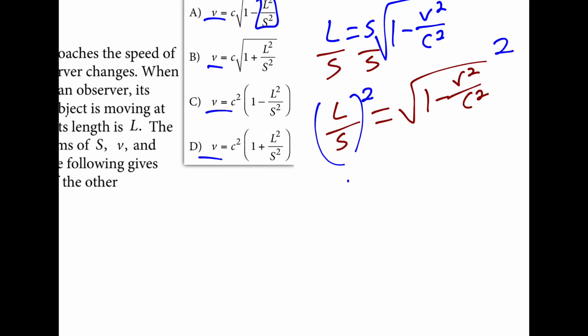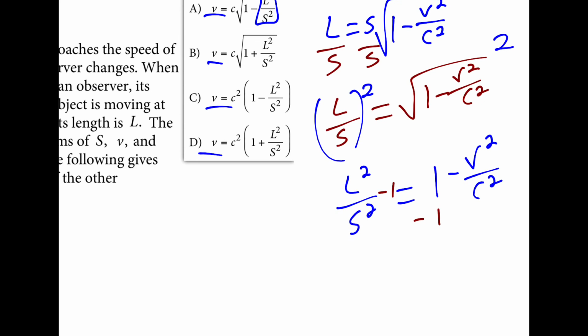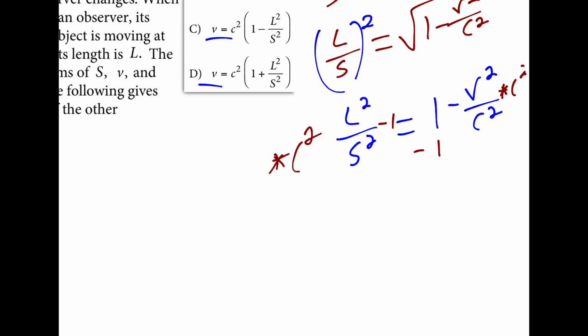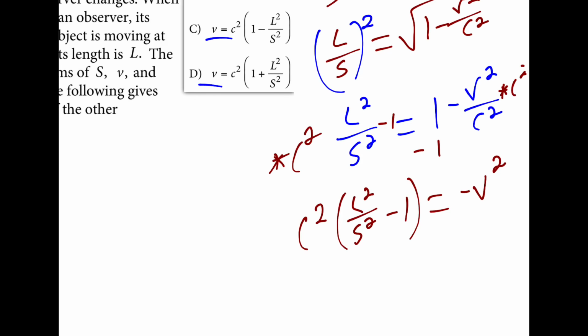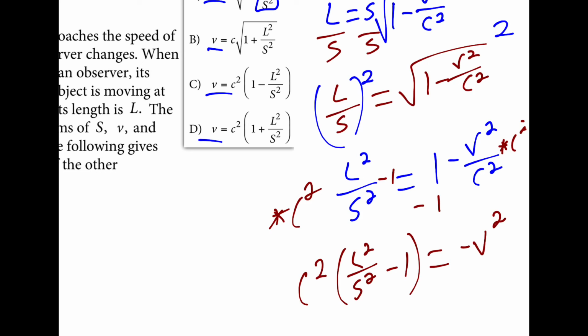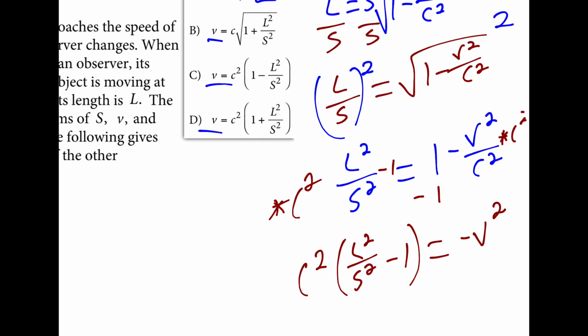So if I rewrite, I have L squared over S squared is equal to 1 minus v squared over c squared. The next step is to subtract this 1 from both sides. And after that, I'm going to multiply both sides by c squared. So down here I have c squared multiplied by the quantity L squared over S squared minus 1. And on the right, I have just a negative v squared. So it looks like we're going to take the square root of both sides. And there's this negative to deal with as well.